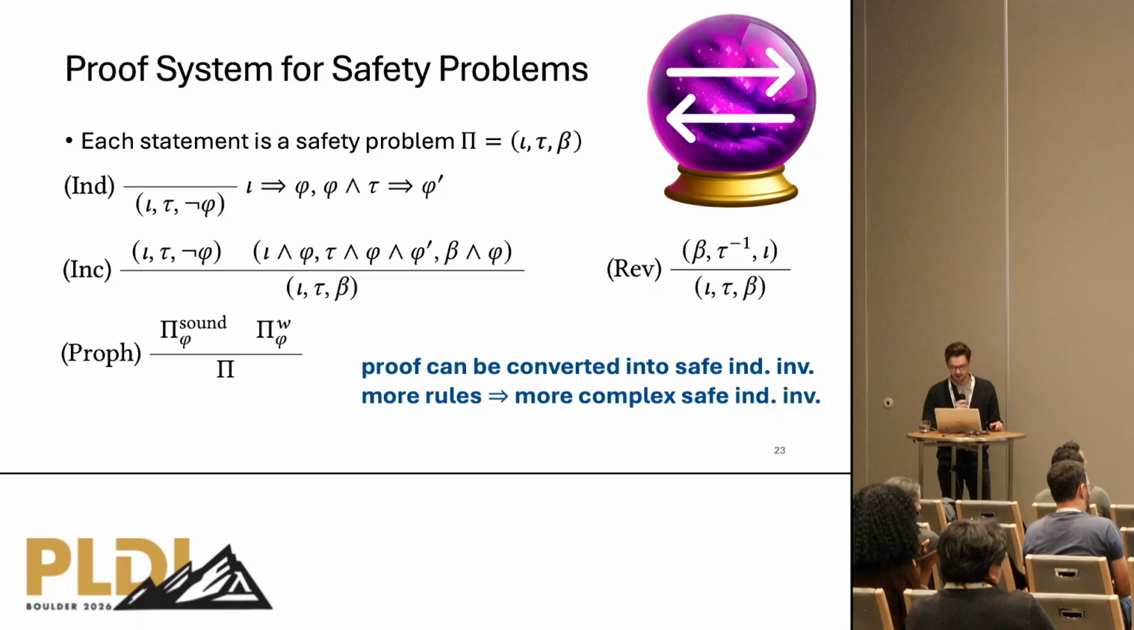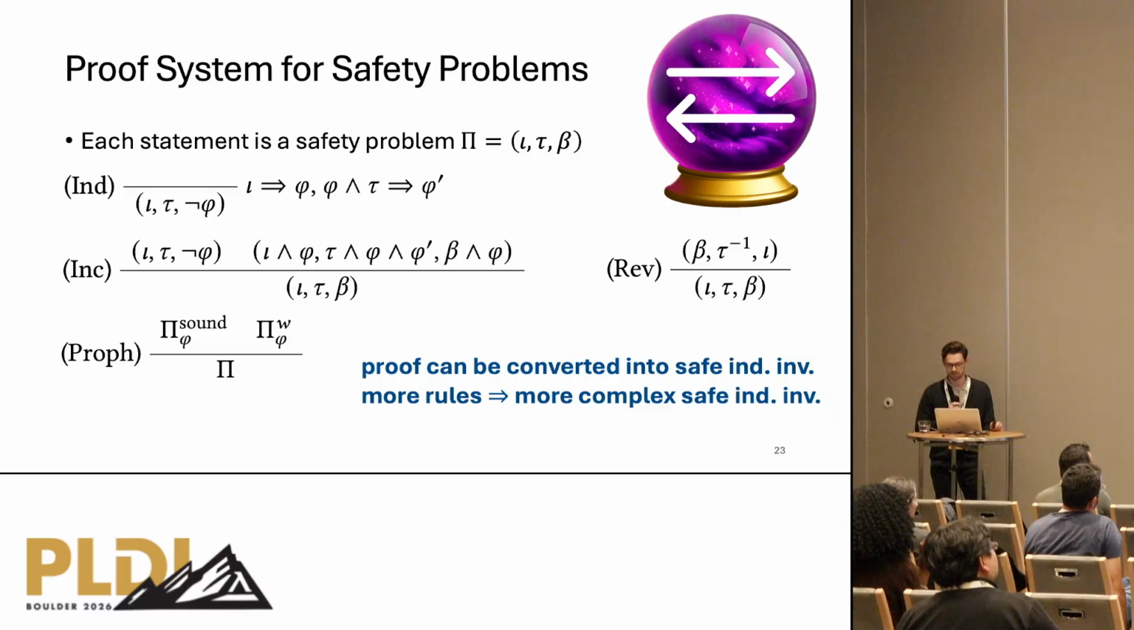And we show in the paper, as I showed you here, that this kind of proof using these rules can be converted into a safe inductive invariant for the original problem, but that using more rules means that you will get a more complex safe inductive invariant using the construction that I showed you before.